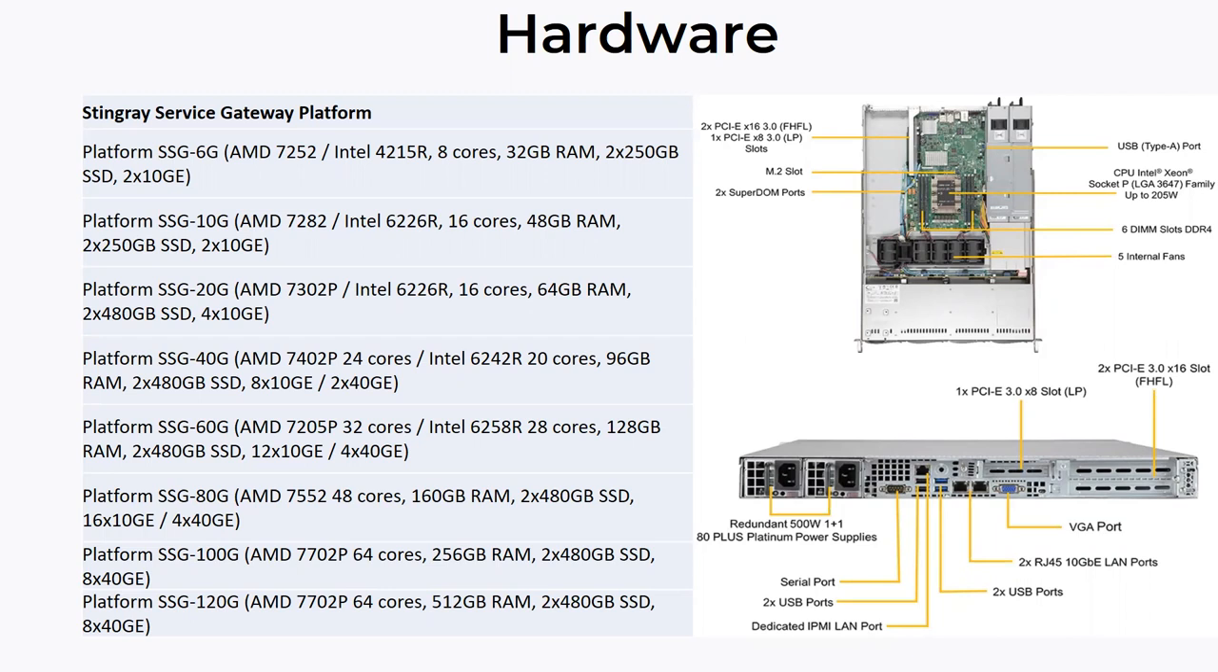CPU socket is LGA3647. It is designed for Intel processor. For AMD, you could choose AS-1113S-WN10RT.